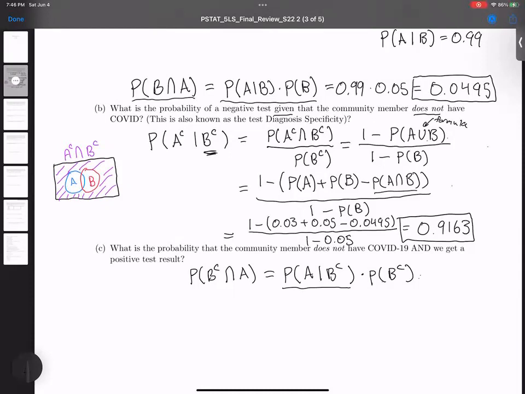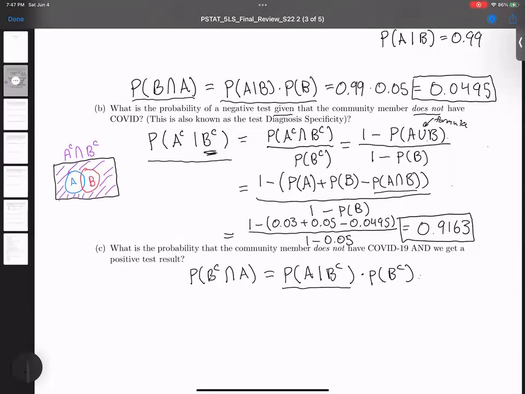Now, let's think of what that is in relation to what we found in part B. Part B, this whole expression is the probability of getting a negative result given that the person does not have COVID. So given that the person doesn't have COVID, there's a 91.63% chance that we get a negative test result. That conversely means that there's a 1 minus 0.9163 chance that the test ends up becoming positive, right?